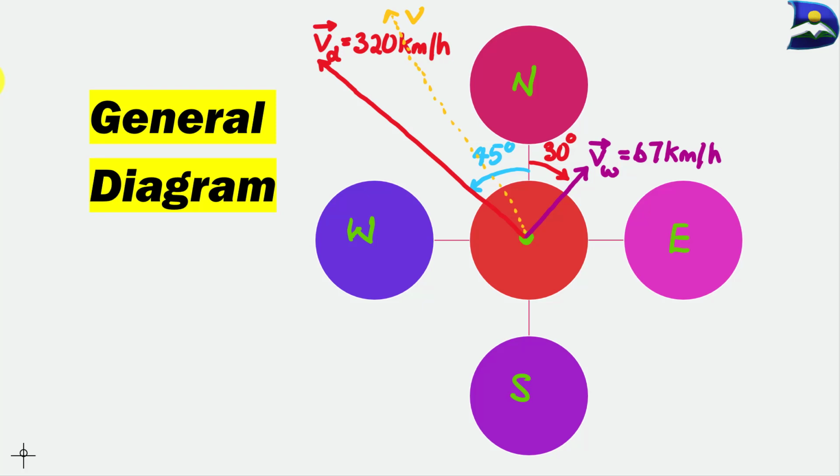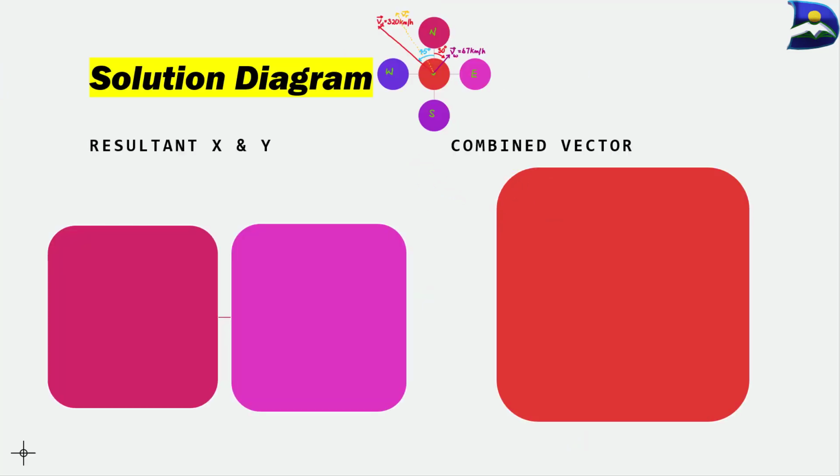So we need to be able to determine what VR is, not only in terms of the magnitude, but also the direction. From our general diagram to now the solution diagram, we're going to look at the two strategies and compare how they stack up against each other. And so once we have this generated for our general diagram, we're going to look at it based on first the resultant X and Y diagram.